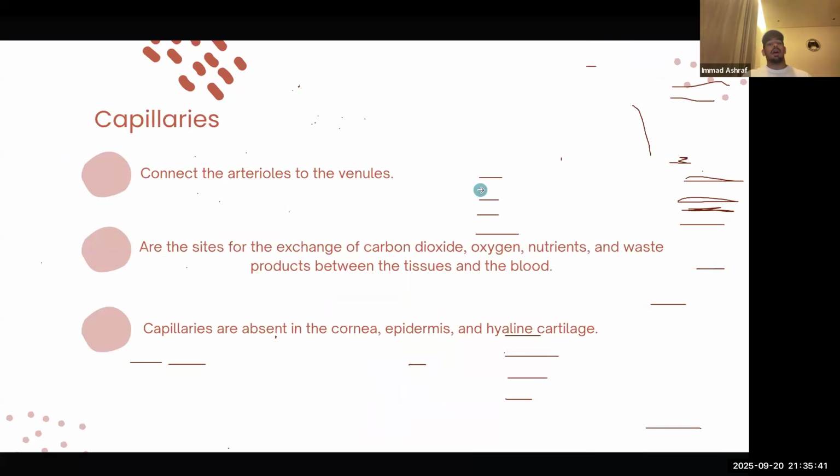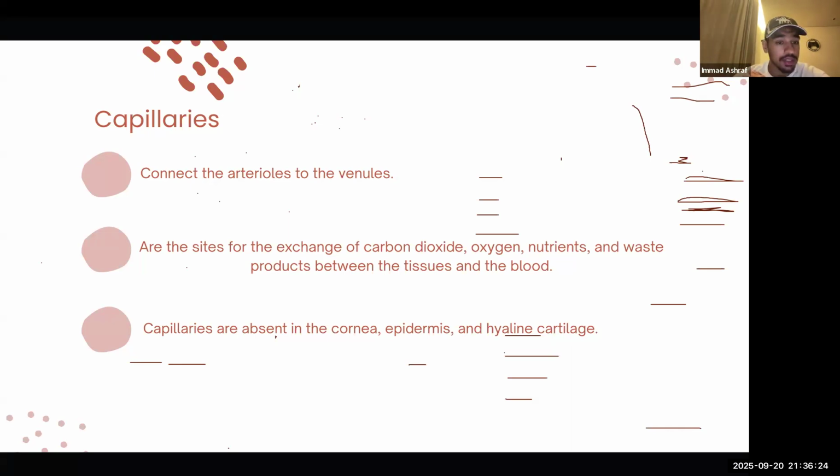Now, capillaries, as I told you earlier. When you have a large artery, it becomes a smaller artery, then an even smaller artery, and then it becomes an arteriole, okay? When the arterioles divide, they become capillaries. The capillaries are so thin, their basement membrane and endothelium are so thin, that gases and nutrients and waste products can diffuse between the capillaries and the tissues. So the capillaries give the tissues oxygen, and the tissues give them carbon dioxide and waste so that they can dispose of it. But there's no capillaries in the cornea, in the epidermis, and in hyaline cartilage.